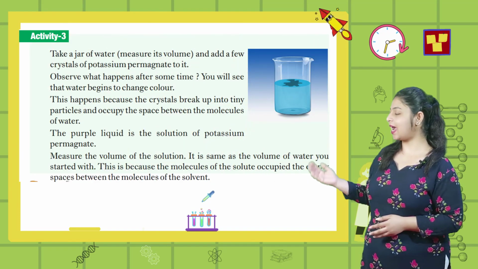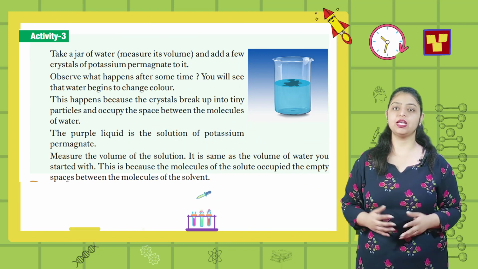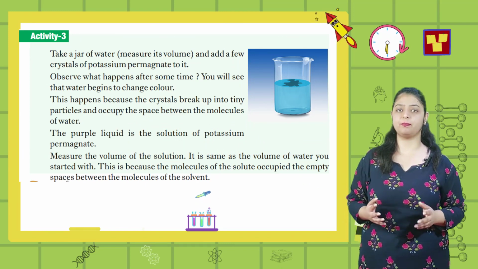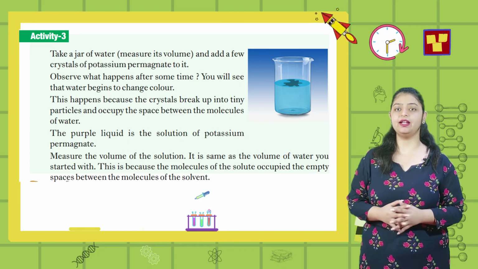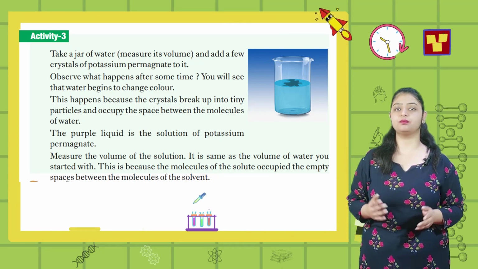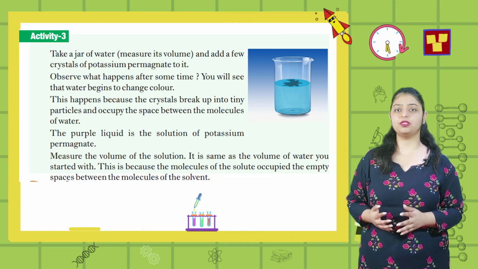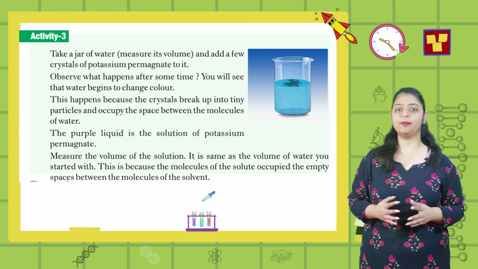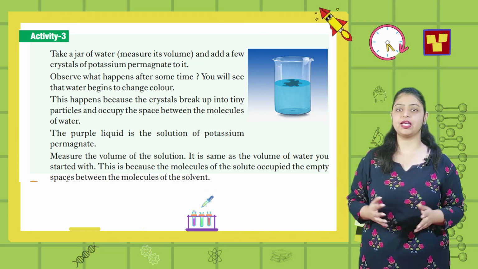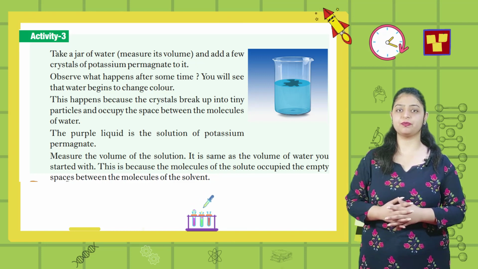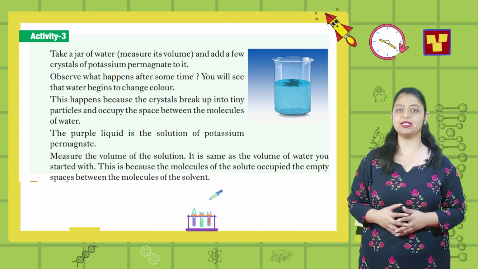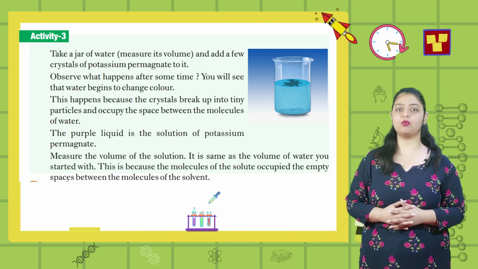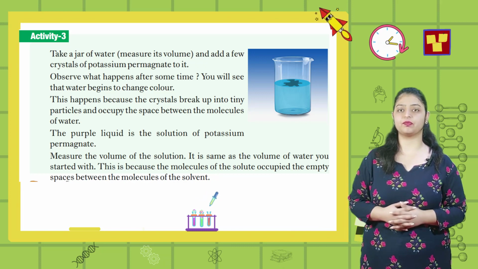Activity 3. Take a jar of water, measure its volume, and add a few crystals of potassium permanganate to it. Observe what happens after some time. You will see the water begins to change color. This happens because the crystals break up into tiny particles and occupy the space between the molecules of water.